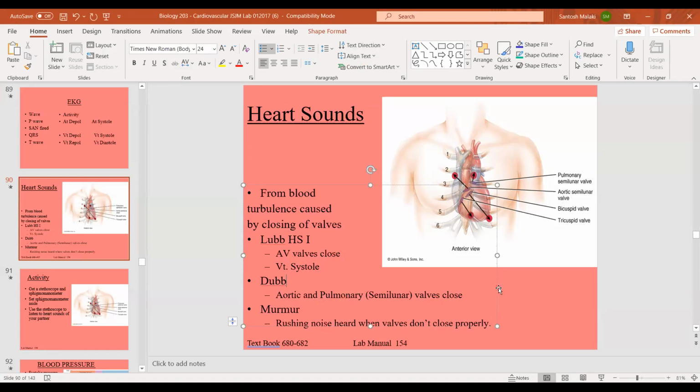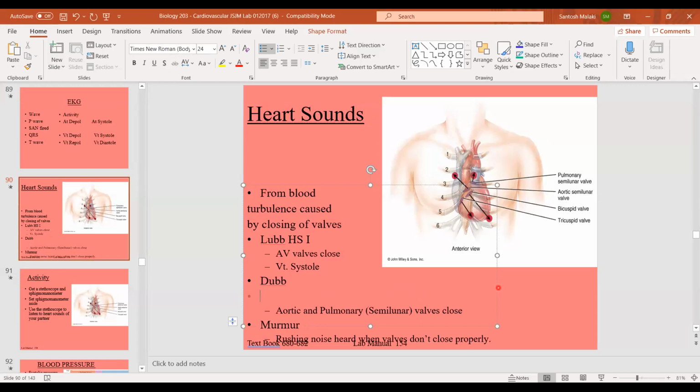This is followed by the second sound known as the dub. The dub is the second heart sound. Now this is a result of the closure of the semilunar valves, the aortic and pulmonary semilunar valves. Where are these valves located? They are located at the opening of the aorta and the pulmonary trunk. Now, typically, this occurs during ventricular diastole.